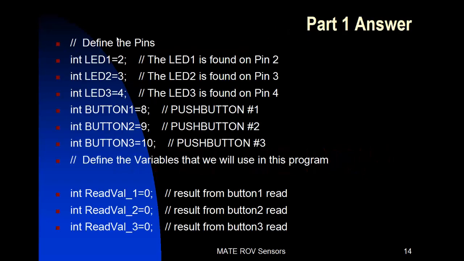Okay, first thing you should have done is define all the pins. I happen to define the outputs first because they started with pin number 2, and then work my way up to my inputs there. Then I went ahead and defined variables. These were the names I used: read val _1, _2, _3.